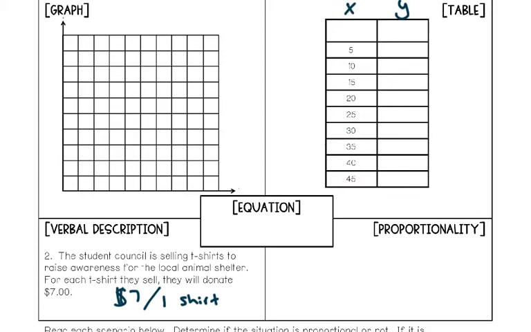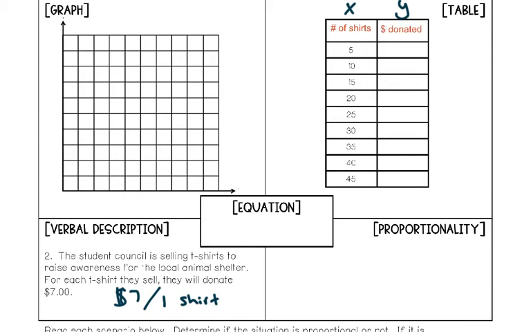Well, if I put in the number of t-shirts, as t-shirts increase, my money increases. So I get out money for each t-shirt. So the X one has to be the number of t-shirts. Remember, X has to be the number of t-shirts because I put in a number of t-shirts to get out a certain amount of money. So Y would be the total money donated.